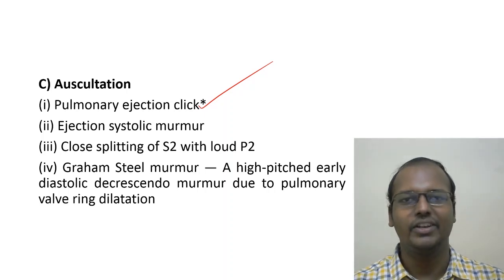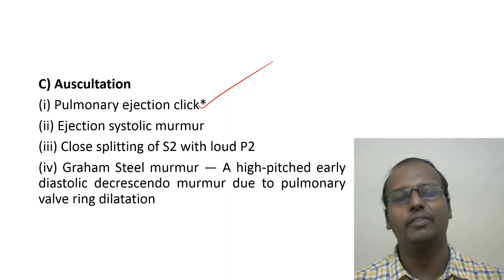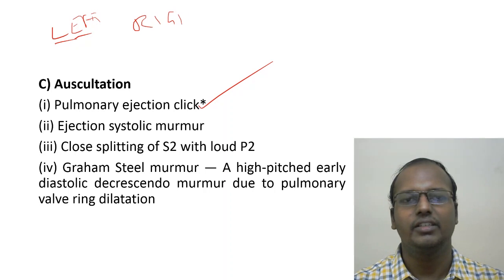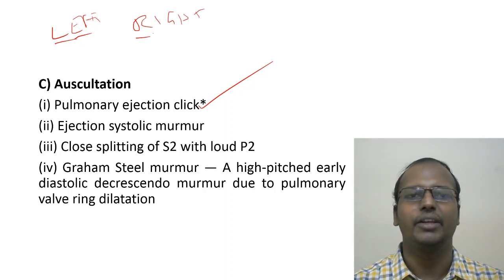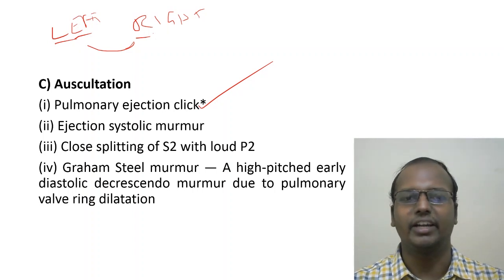All the right-sided heart sounds will increase with inspiration except your pulmonary ejection click. All the left-sided heart sounds will increase with expiration. So I told the mnemonic also, LEFT: L for left and E for expiration; RIGHT: R for right and I for inspiration. This is the classical point to be remembered, and the exception is the pulmonary ejection click.